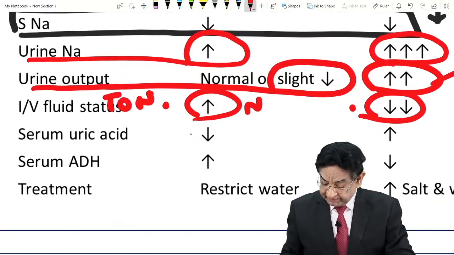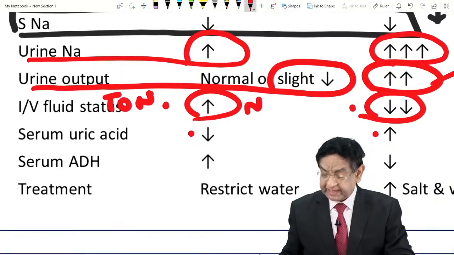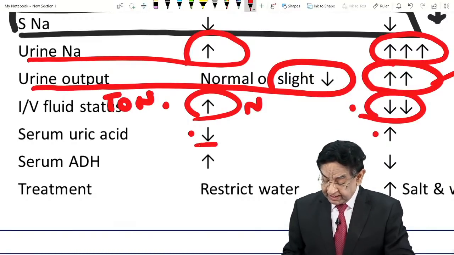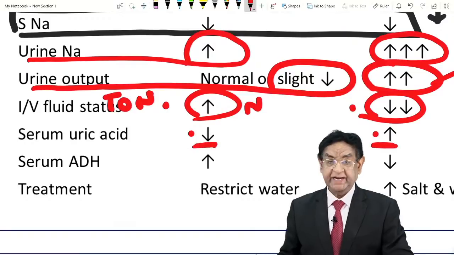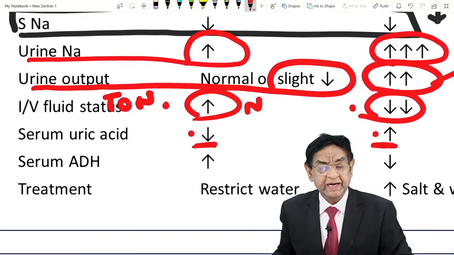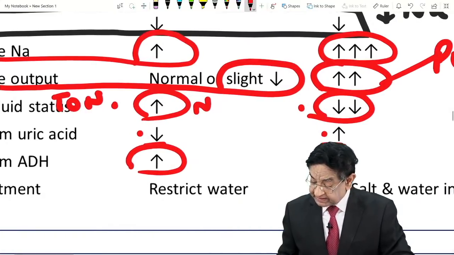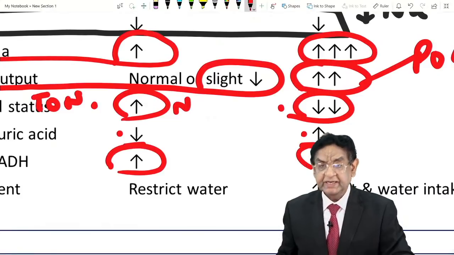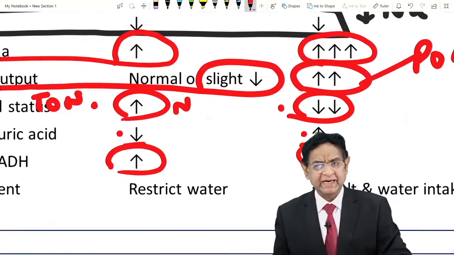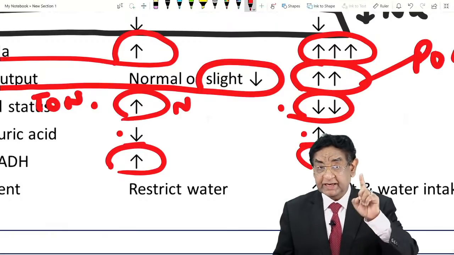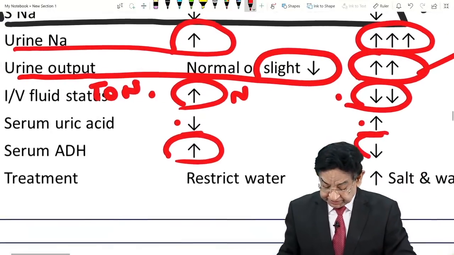Serum uric acid level will be slightly reduced, maybe slightly increased because of hypervolemia in SIADH. This is due to dehydration in cerebral salt wasting. They're all due to relative fluid loss or low volume. ADH level is increased in SIADH. In cerebral salt wasting, usually ADH level may be normal or slightly reduced, because it is due to ANP, not due to ADH.